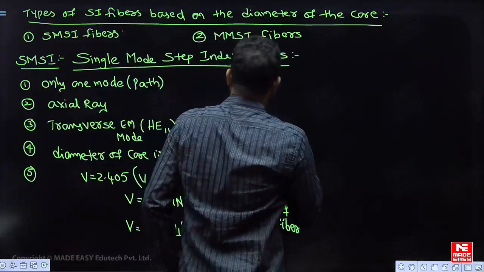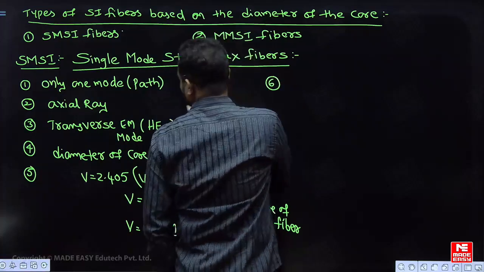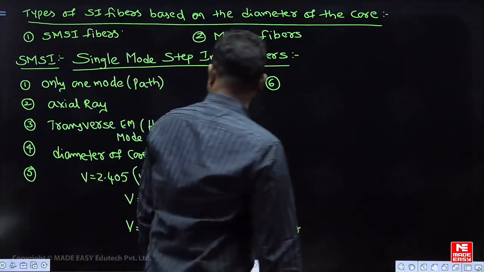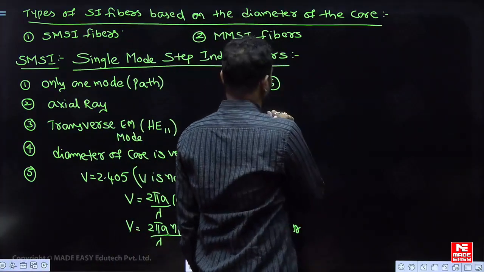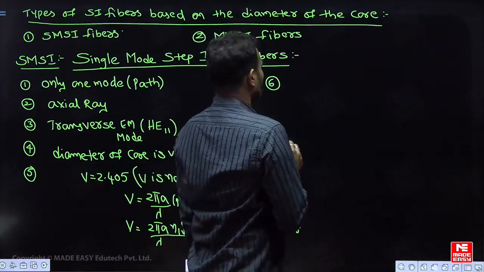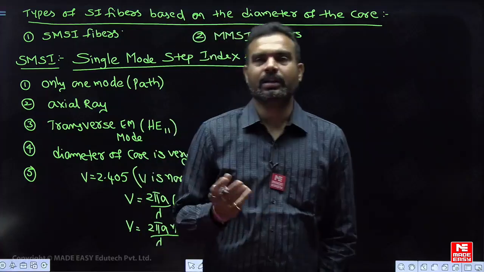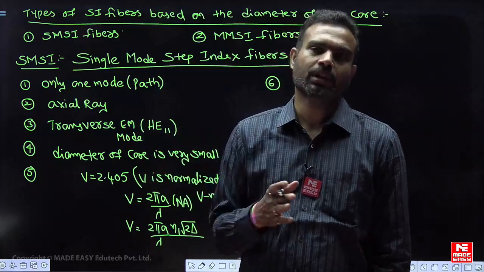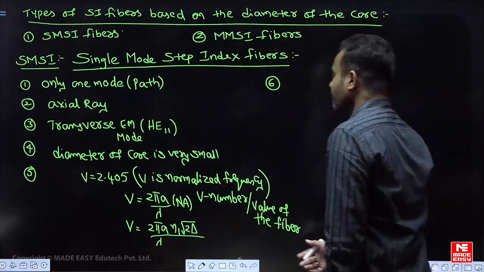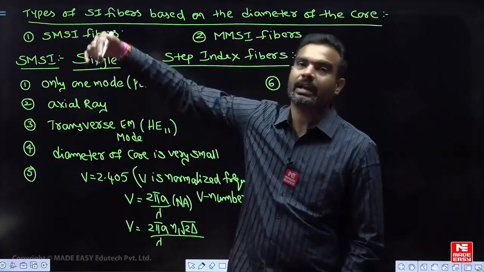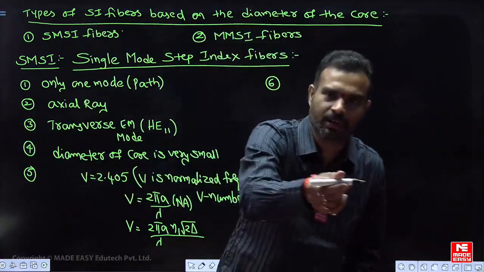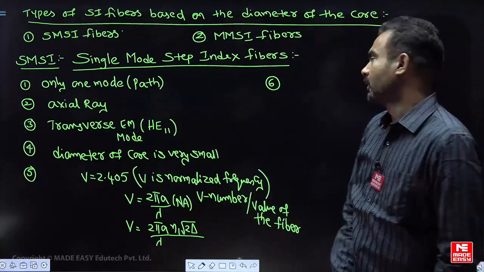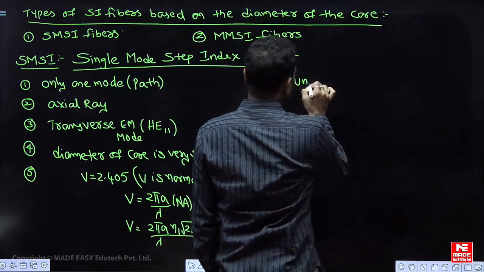Now coming to point number 6. I hope you understand all the points I am explaining; with one line I am writing, I give a brief explanation. Now the next one, point number 6 in SMSI fiber: only one mode is there and the refractive index of the core is also uniform. So light travels with uniform velocity throughout the length of the fiber. Why? Because we have only one mode, and that mode travels in the core, which has uniform refractive index. So it travels uniformly with uniform velocity throughout the length of the fiber.